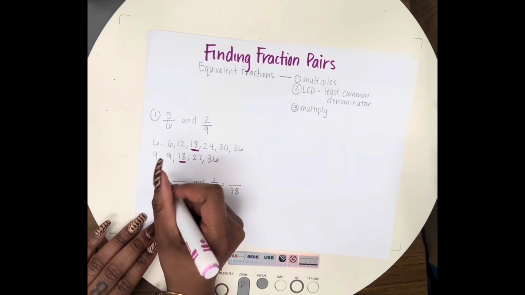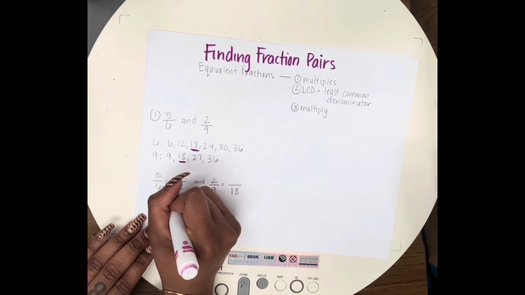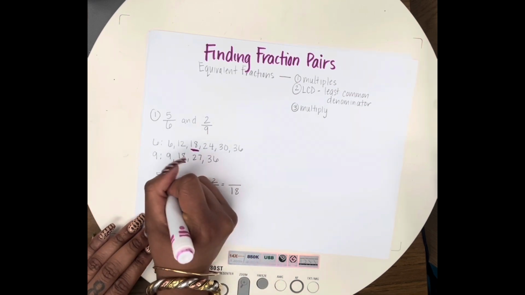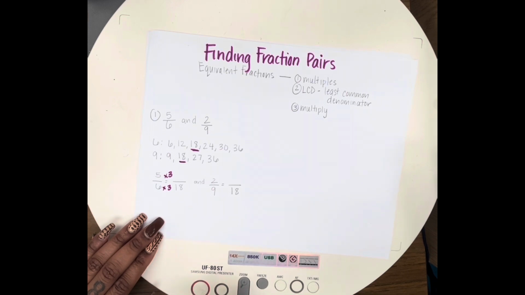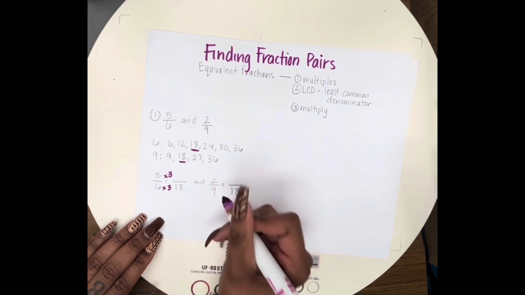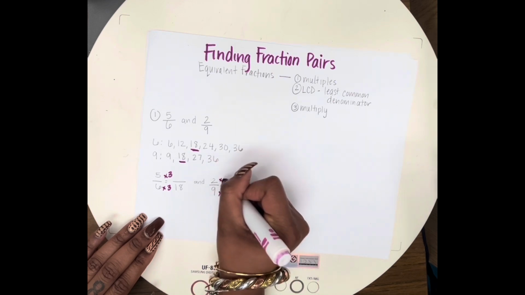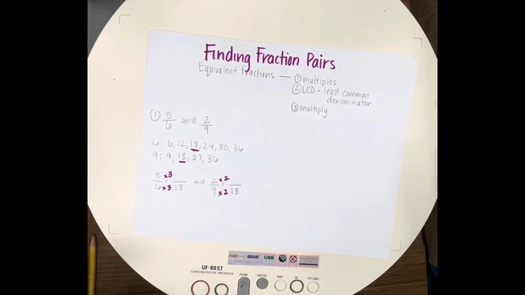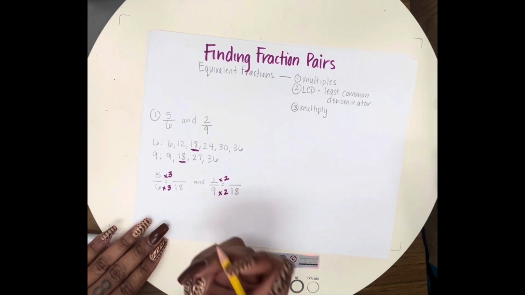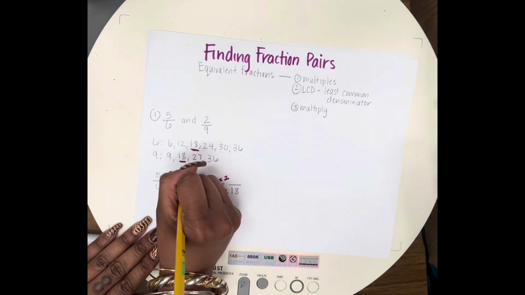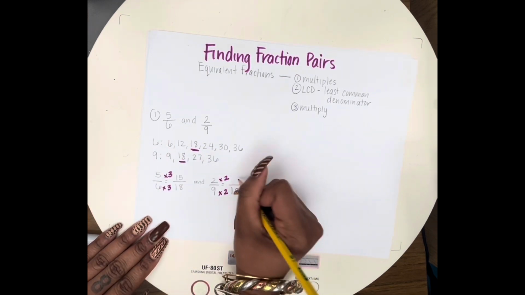Next step is to multiply, and you have to ask yourself this question. 6 times what equals 18? And that's 6 times 3. Whatever you do to the bottom, you must do to the top. And for the next problem as well, 9 times 2 equals 18. So 2 times 2 equals, okay? And this is how you find those equivalent fractions.